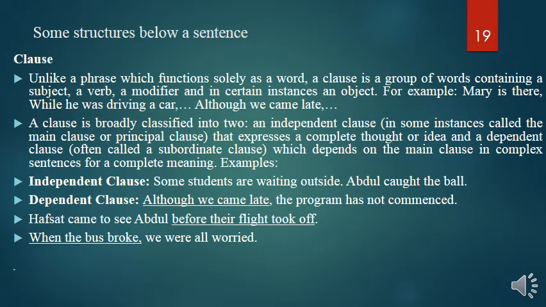As in the example here, some students are waiting outside. Abdul caught the ball. All these sentences have complete meaning. But for the dependent clause, we can see that although we came late, so when you say although we came late, the listener will be expecting something. Then the program has not commenced. The program has not commenced is the main or independent clause, while although we came late is the dependent. That is, the dependent clause always depends on the independent clause to give a complete meaning.